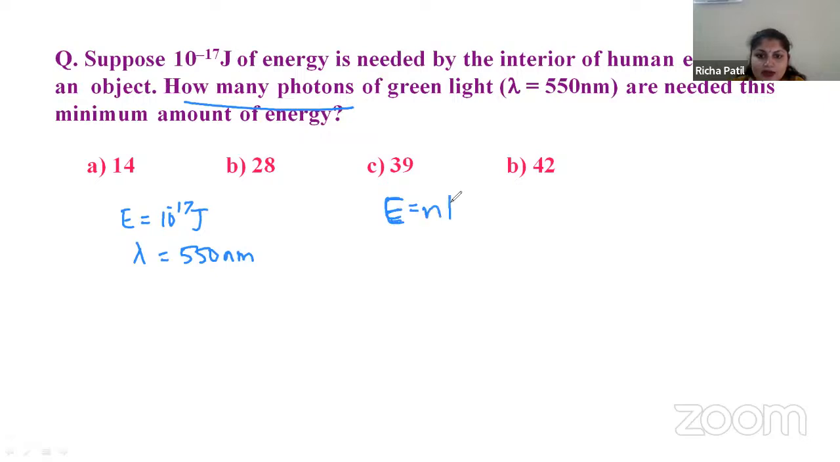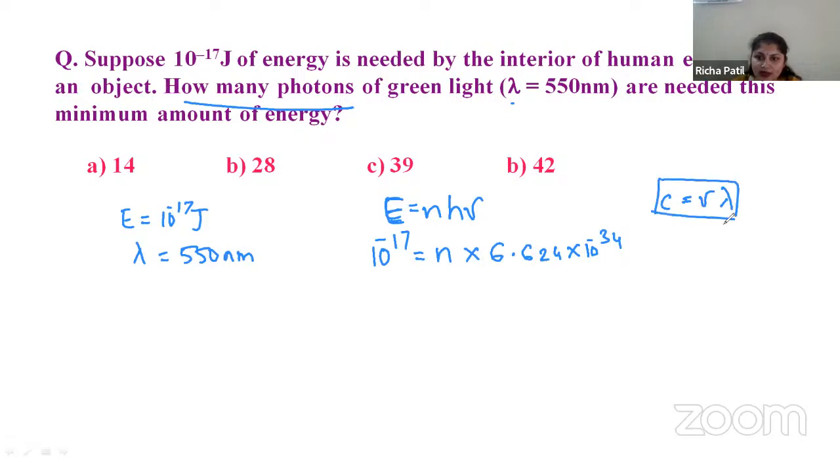So by using Planck's relation, E is equals to n h nu. n is what we are going to find out, the number of photons. Energy is given as 10 raised to minus 17. Then n we have to find out. What is h? h is nothing but your Planck's constant. It is 6.624 into 10 raised to minus 34. Then nu, what is given? Nu, we don't know. They have given in terms of lambda. So the relationship between these is c is equals to nu into lambda. We know this. So by substituting this, what we get? We get c by lambda.